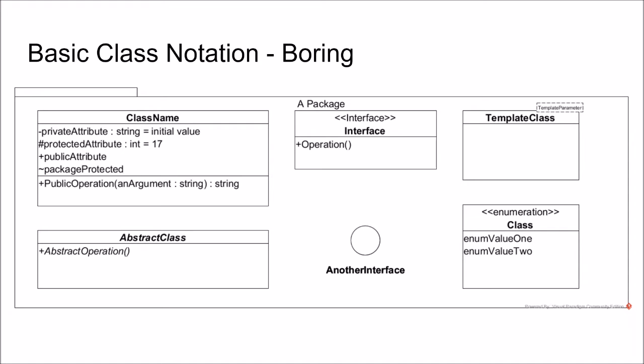It can have three compartments, one for the class name, one for attributes, and one for the operations of the class. There are some special notations you can use for the private attributes, protected attributes, public attributes, and also package protected attributes. It is not certain that every implementation language supports package protection. And you can have the same notation for operations also, public, protected, or private.